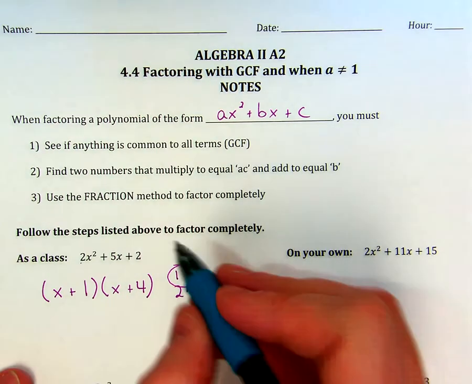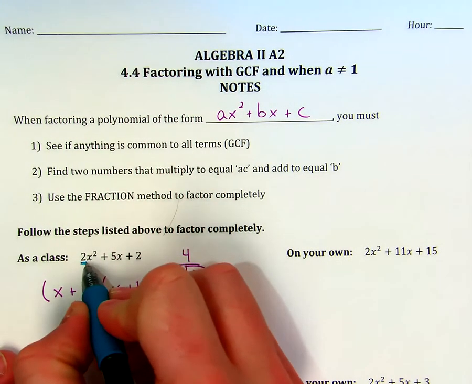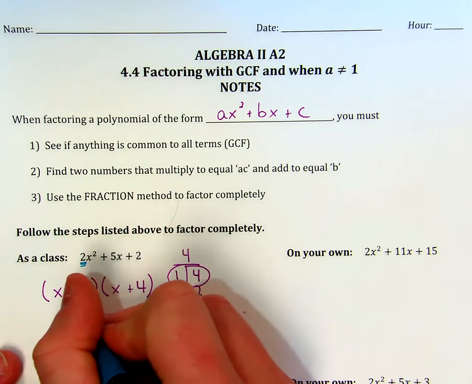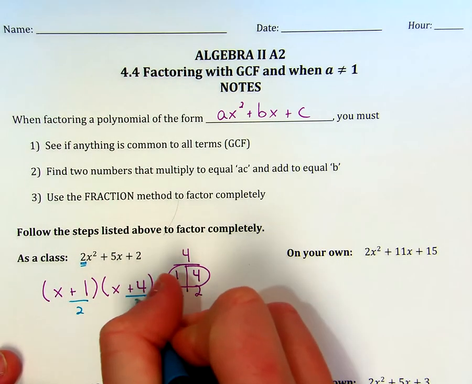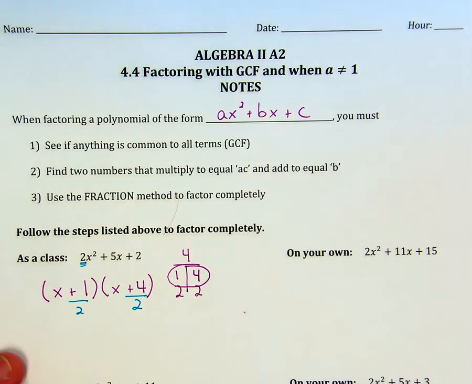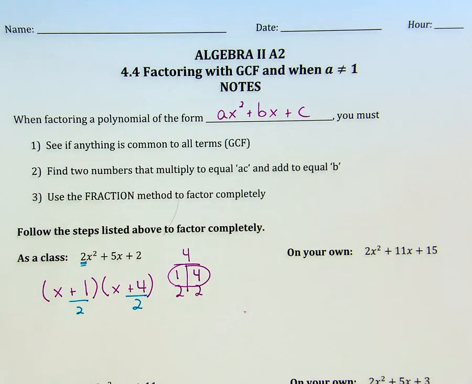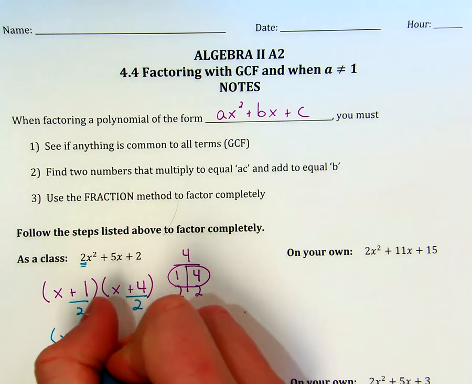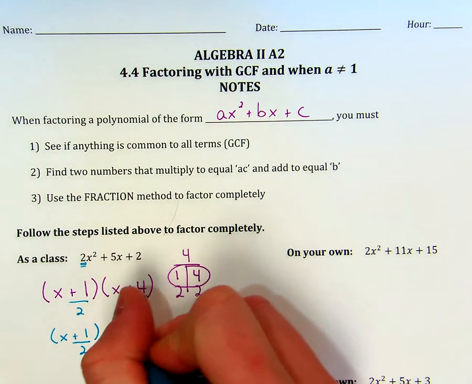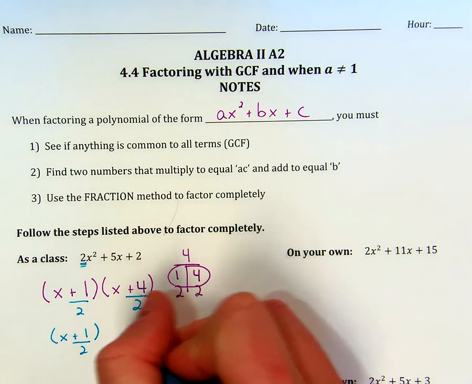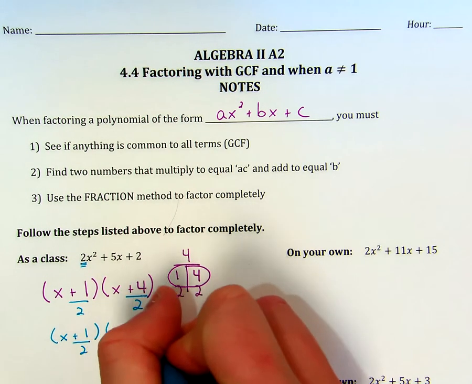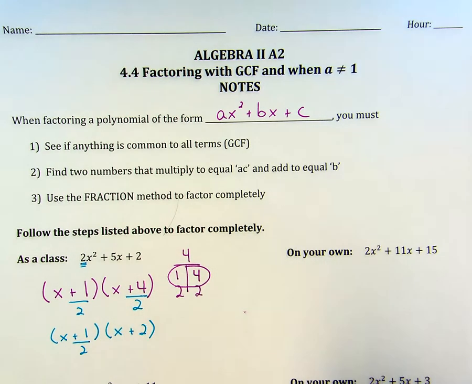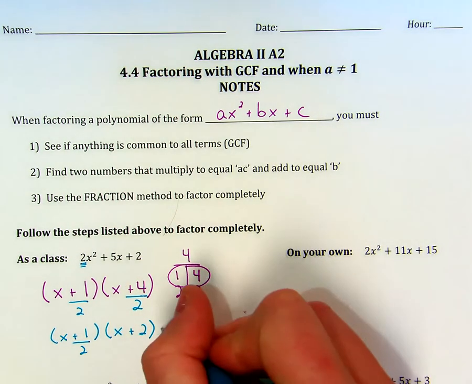The first step to the fraction method is to take your original a value and bring it down to make fractions under each of your numbers. The second step is to simplify those fractions. 1/2 is already simplified, so we can keep that how it is, but 4/2 simplifies to 2. So in the second parenthesis, we will be looking at x plus 2.